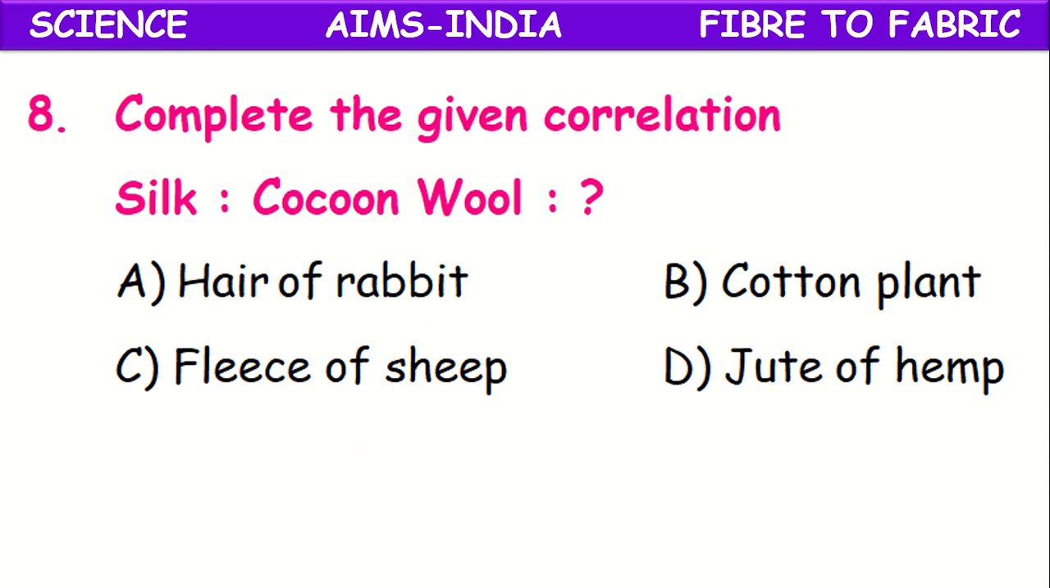Next one. Complete the given correlation. Silk is obtained from cocoon, whereas wool is obtained from where? Yes, it is obtained from the fleece of sheep. Sheep hair it is. Fleece of sheep.